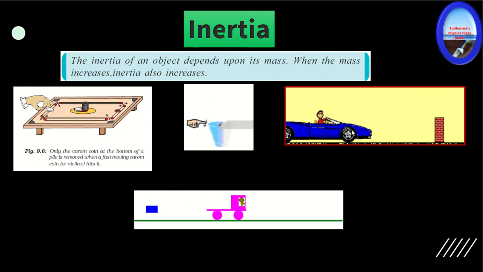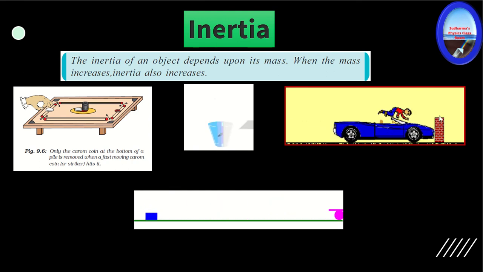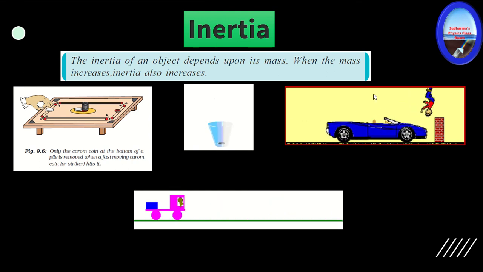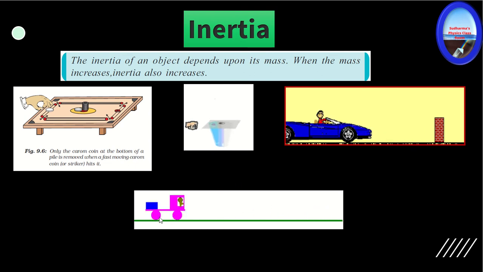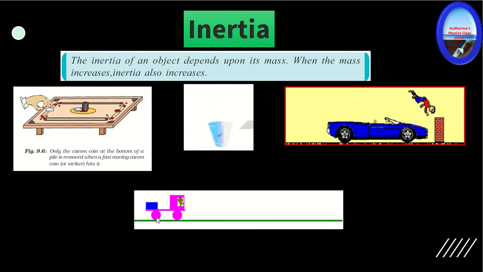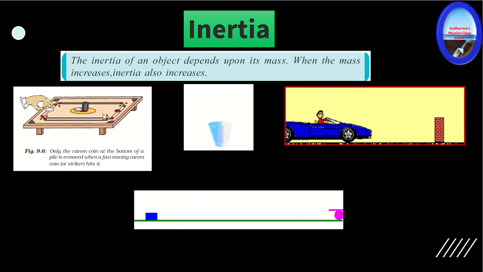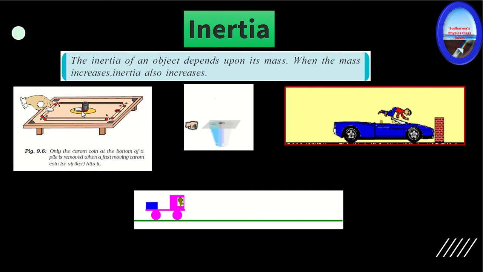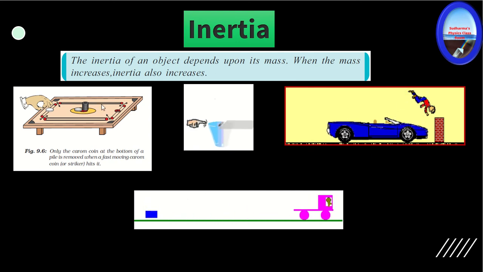So why is he moving forward? That's my question. Another example: on a truck there was an object, right? Once the truck starts moving, the object falls down, right? Why?